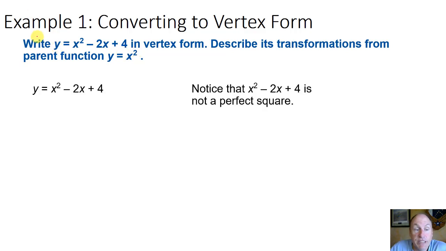First thing we have to look for is: is it already a perfect square? Because if it is, we can very easily convert it to vertex form. This one isn't. It looks like it might be, but it's not. And so we are going to complete the square.